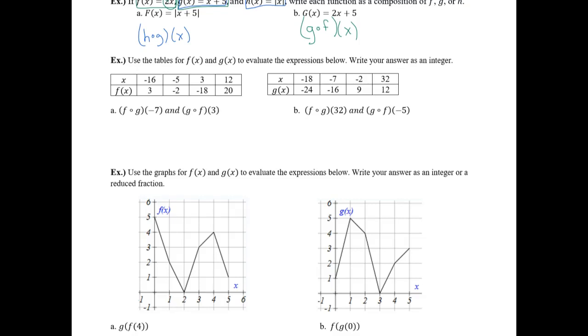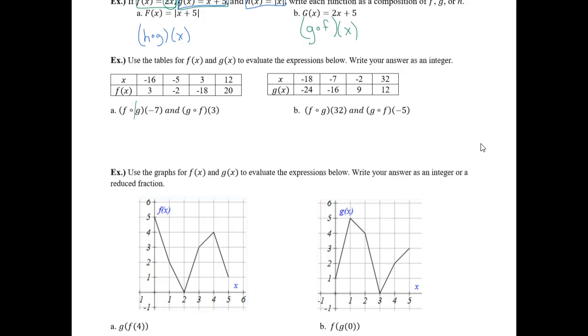In this video, we are going to evaluate composite functions using tables. So we have these two tables. The first one represents f of x, and the second one represents g of x. And we want to find two different things. The first one is f of g of negative 7.